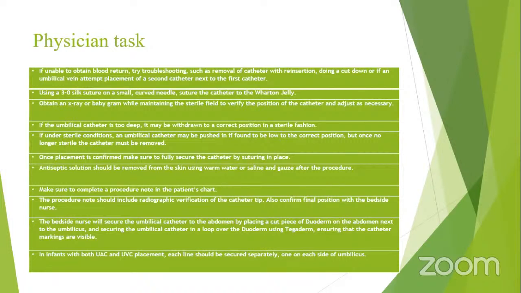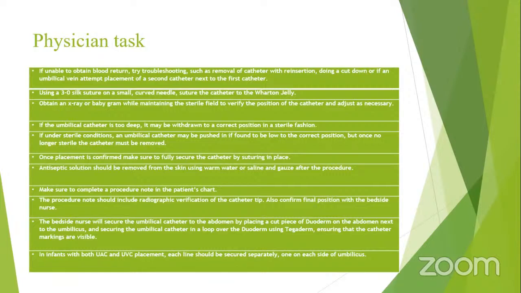Obtain an X-ray or babygram while maintaining the sterile field to verify the position of the catheter and adjust as necessary. If the umbilical catheter is too deep, it may be withdrawn to the correct position in a sterile fashion. If under sterile conditions, an umbilical catheter may be pushed in if found to be low, to the correct position. But once no longer sterile, the catheter must be removed.